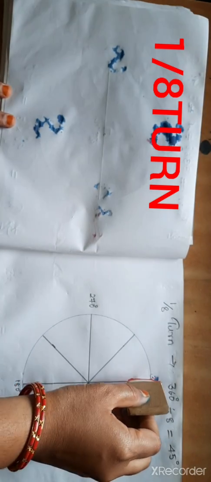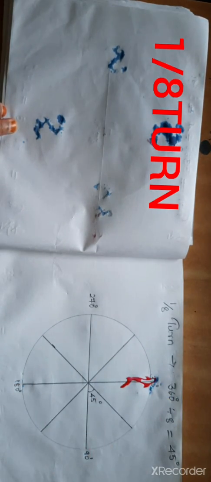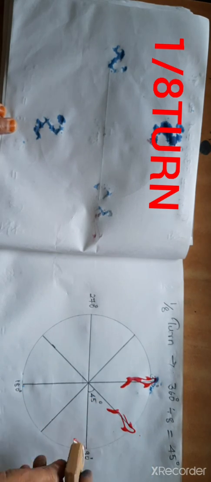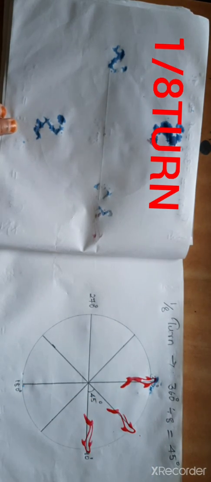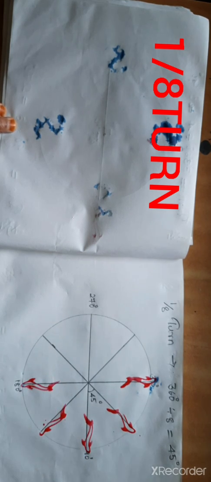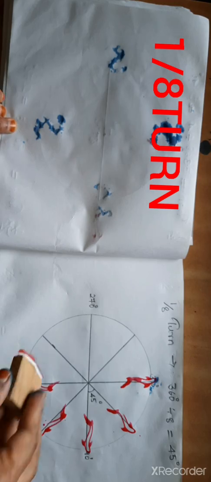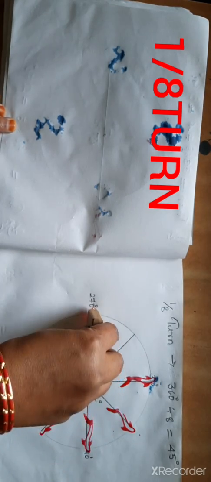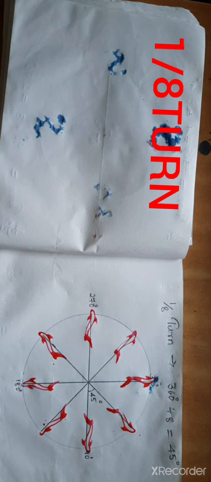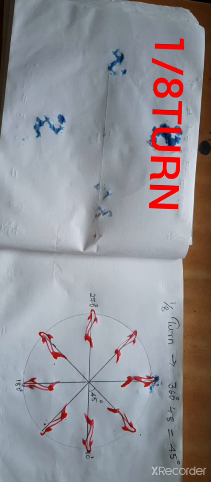Now let us see. So this is 1, then it will look like this, then it will look like this. Okay, it will be exactly in between the 90 degrees, because 45 is half of 90. Then back to the position. So this kind of pattern is called as 45 degree turn.